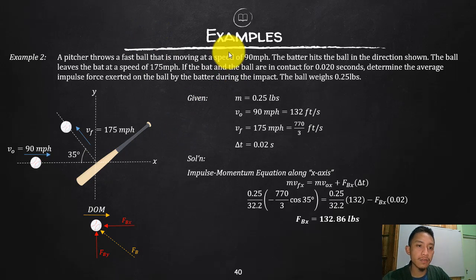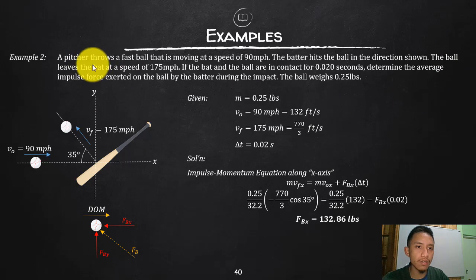So the initial velocity of that ball, which is thrown by the pitcher, is 90 miles per hour. Let's convert that again into feet per second. That is equivalent to 132 feet per second exactly. And the batter hits the ball in the direction shown. Again, this is given by the figure. That is the direction in which the batter hits the ball that is pitched, so that the ball will bounce back within this 35 degrees direction.